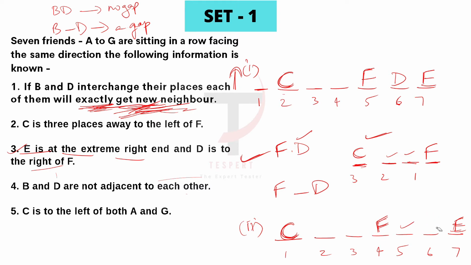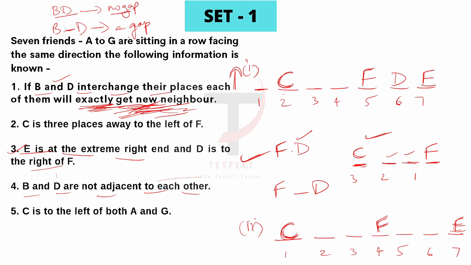Right. But here B and D are not adjacent to each other, and we must also consider the first statement. We shouldn't violate the first statement. If the positions of B and D are interchanged, then they have to get exactly one new neighbor. In the first point, we learned that B and D with no gap is possible if it is arranged, and if we interchange the position, then they will be getting exactly one neighbor. Or B and D with a space is also possible, right?